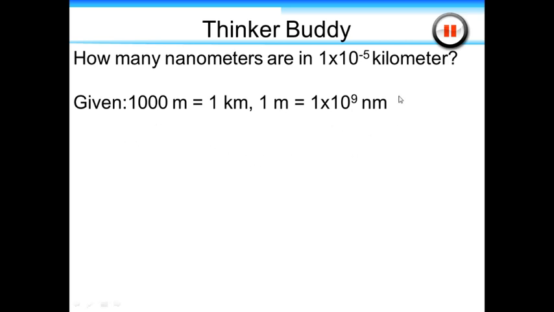Okay, so hopefully you spent a little time trying to solve that problem. So we started out with 1 times 10 to the minus 5 kilometers. And we're given 2 equality statements to get to nanometers. So first thing I need to do is put the unit down here that will cancel my unit up here, because I'm trying to get rid of kilometers. I don't want my answer in kilometers. I want my answer in nanometers.